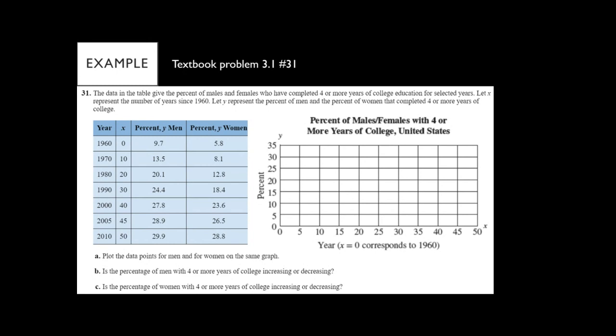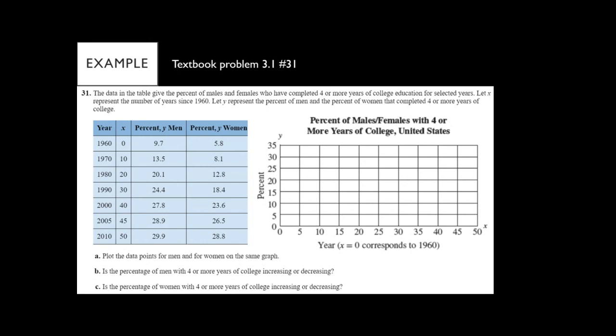Then it says, let X represent the number of years since 1960. So this is something that happens a lot when we are graphing: instead of making X the year, we start counting at 0 and make 0 the first year of data, and then we are basically counting how many years after that point. And we do that because it's a lot easier to graph small numbers like 0 and 10 versus numbers like 1960 and 1970.